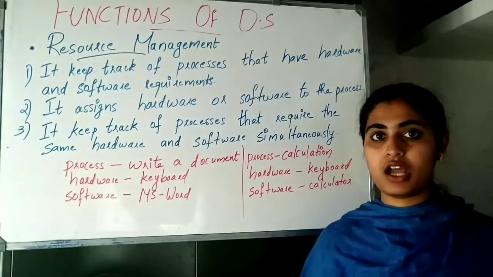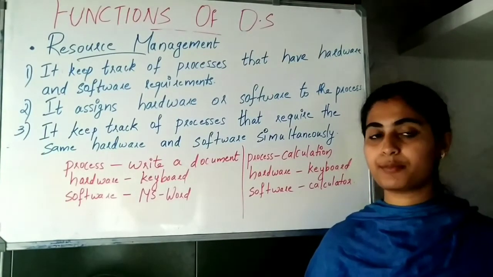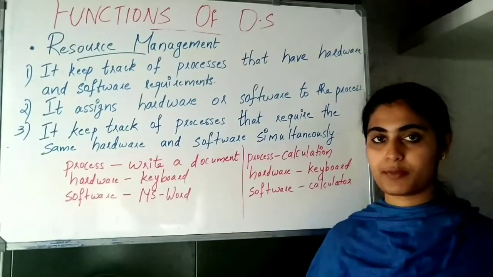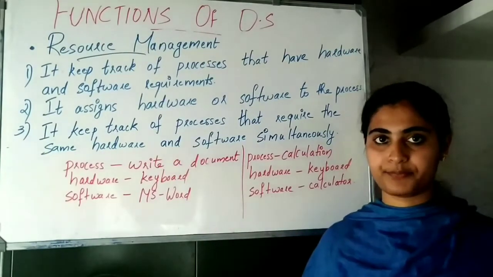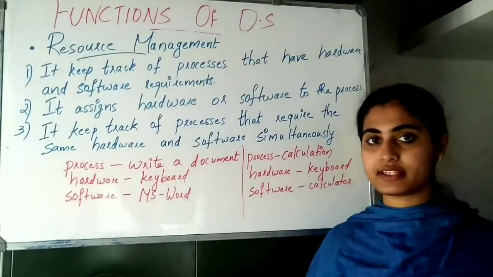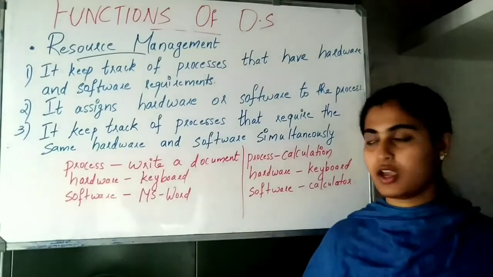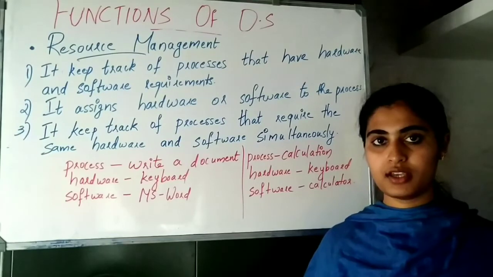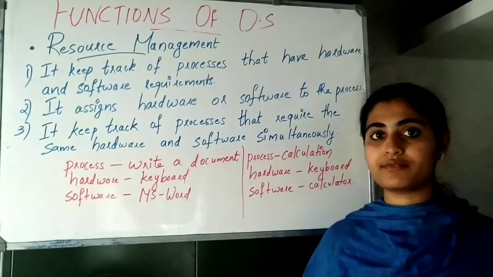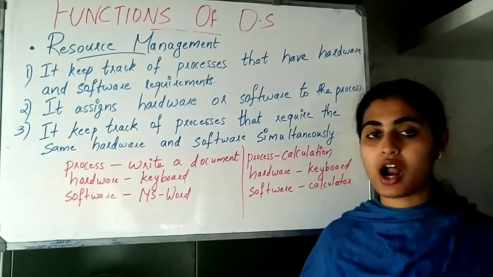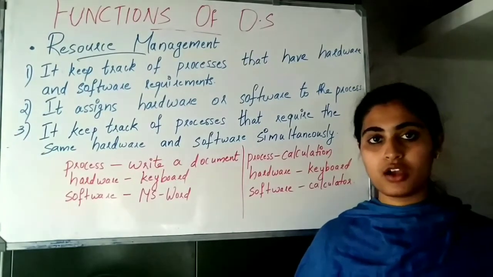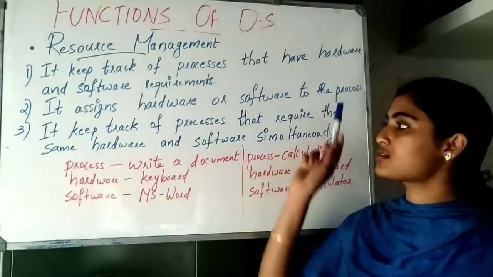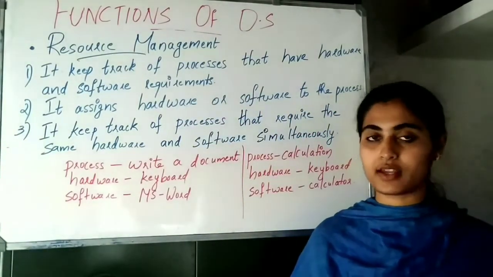For example, I want to do a process inside the computer. That is, I want to write a document inside the computer. So my process is writing a document. What is the hardware needed for writing a document? It is keyboard. And what is the software needed? It is MS Word. Okay. So the operating system will first find out what is the hardware and software needed for doing a process. That is the first point. It keeps track of processes that have software and hardware requirement.